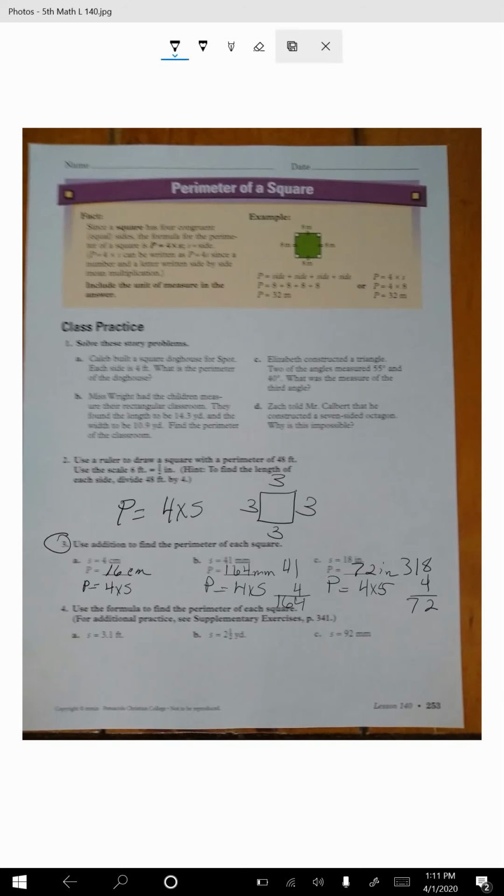All right. Let's do number 4. Use the formula to find the perimeter of a square.